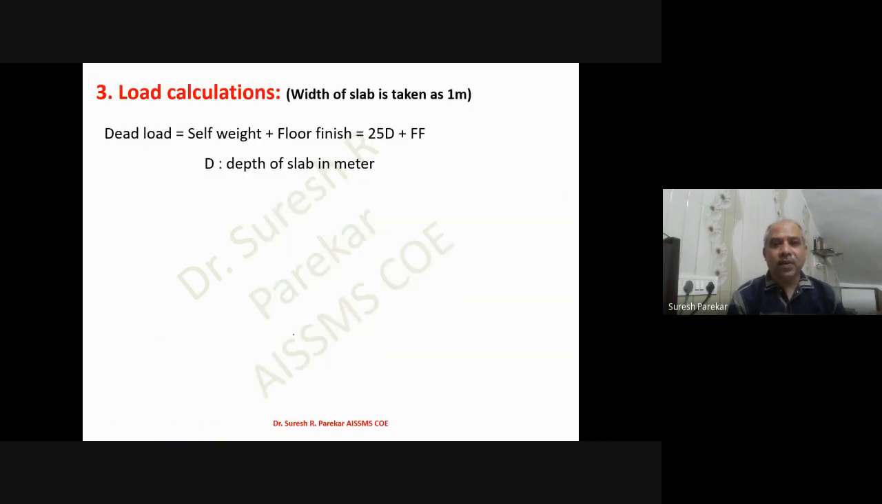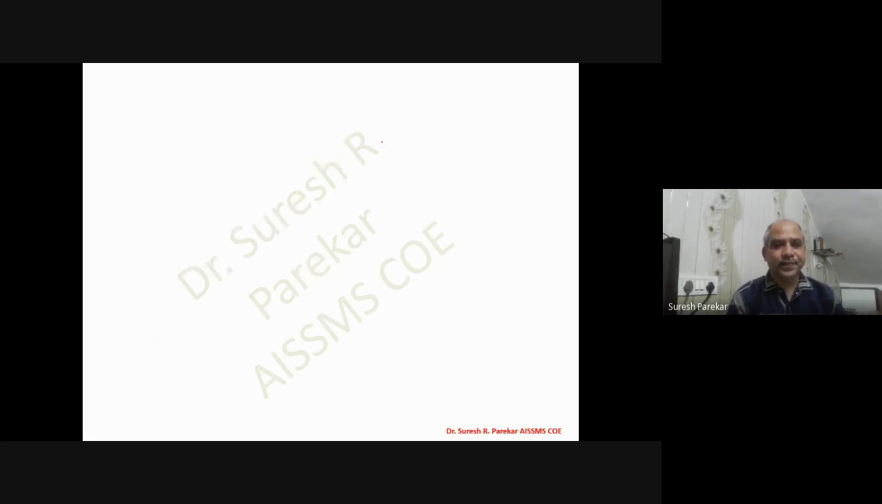Then we have the third step, load calculations. Width we always take as 1 meter. So we have self weight of slab plus floor finish, so 25D plus floor finish, where D is the depth of slab in meters, because 25 is the unit weight of concrete in kilonewton per meter cube. Then the live load, that is generally given. Then we have total load, dead load plus live load, and then ultimate load, 1.5 into total load.